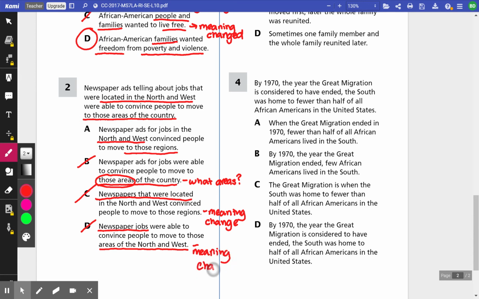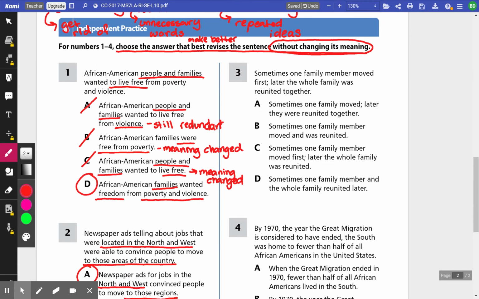So answer choice D is also not an option for us. So that only leaves answer choice A. It is the only one that keeps the original meaning of the sentence, but also eliminates unnecessary wordiness and redundancy. So let's go ahead and look at number 3.